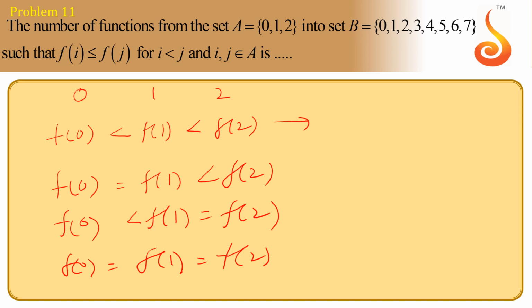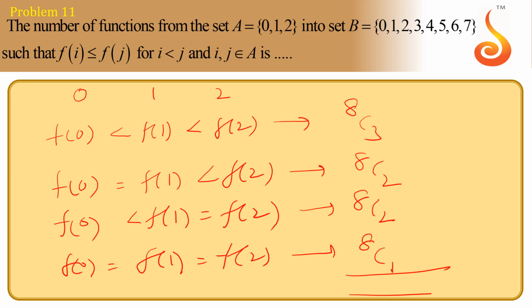Now suppose I want this case. In the codomain how many elements are there? 8 elements are there. So select 3 elements and give images in that order, f of 0 less than f of 1 less than f of 2. Now here f of 0 and f of 1 should be equal, no? That's why select 2 elements and give the images accordingly, so this is also 8C2. Here you want all the same image, so select one element and give. So add them. This is the total number of functions possible.